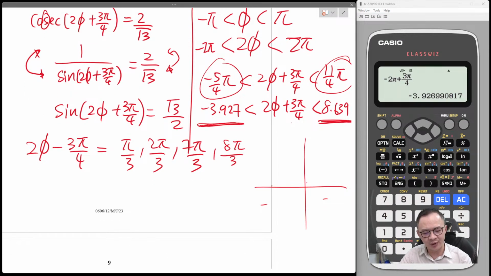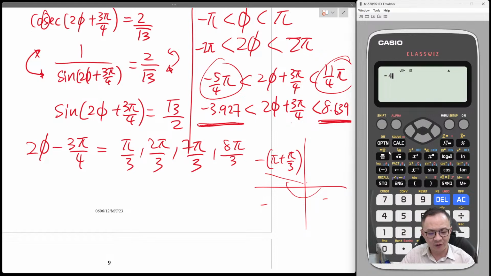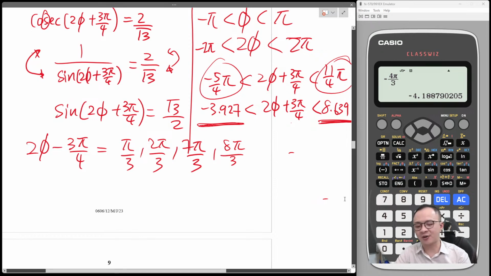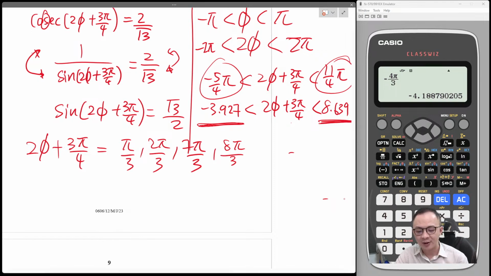Then if I get this one, this is pi over 3, isn't it? Negative pi plus pi over 3. So this one is negative 4 pi over 3. It's out of range. Oh, okay, then it's correct. Nothing's wrong here, but this is plus. Yeah, I saw wrongly. How to get 7 pi over 4 is because rotate second round need to plus 2 pi.